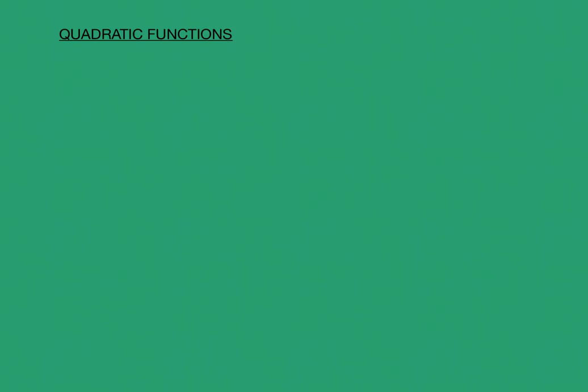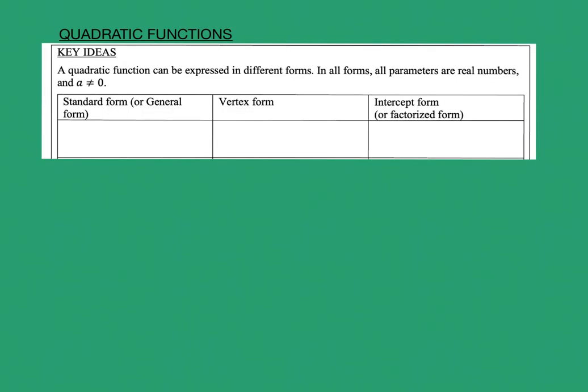In this video, you will learn about the different forms of quadratic functions and how to graph quadratic functions using key features. There are three forms of a quadratic function. The general form would be f of x equals ax squared plus bx plus c. In all forms of parameters, all the coefficients are real numbers and a cannot be equal to 0.